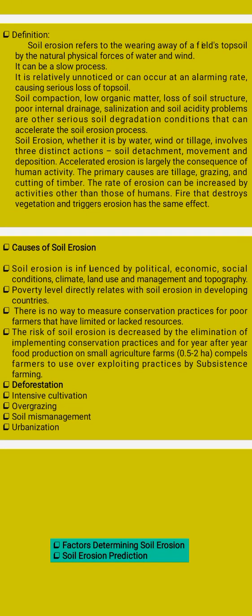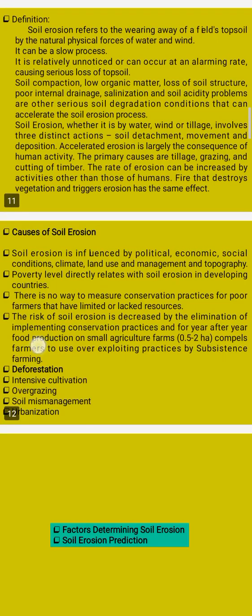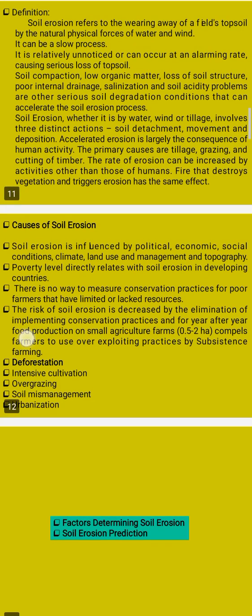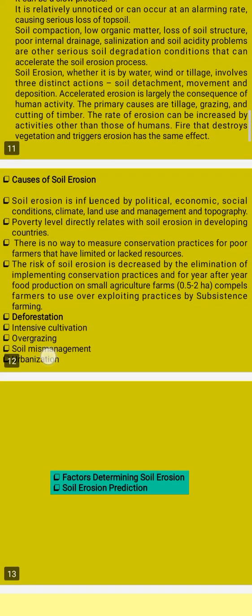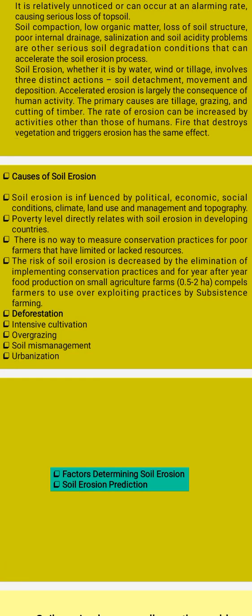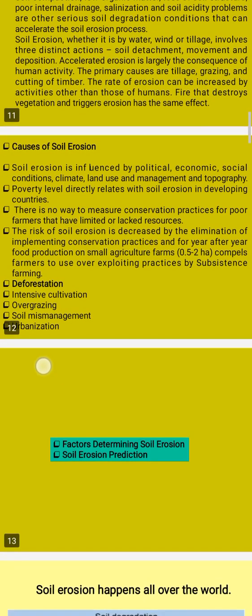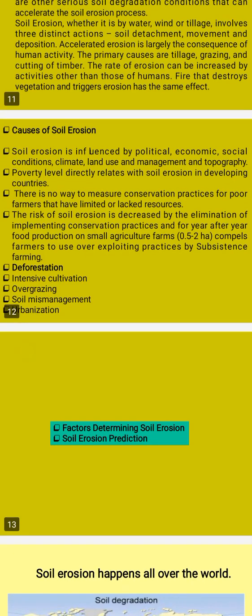Soil erosion, whether it is by water, wind, or tillage, involves three distinct actions: soil detachment, movement, and deposition. Accelerated erosion is largely the consequence of human activity. The primary causes are tillage, grazing, and cutting of timber. The rate of erosion can be increased by activities other than those of humans. Fire that destroys vegetation and triggers erosion has the same effect.